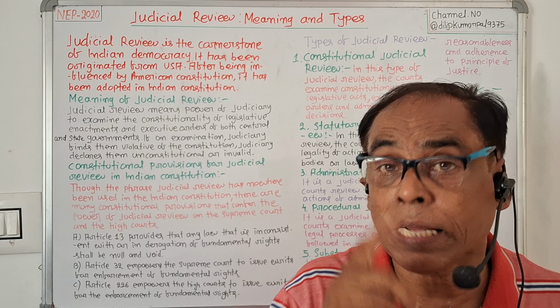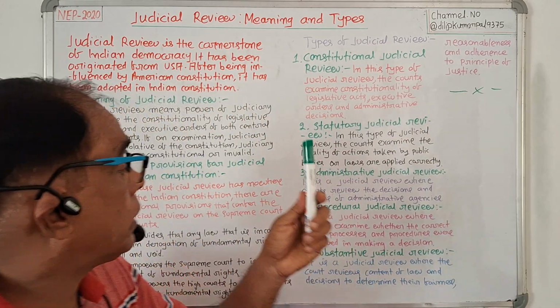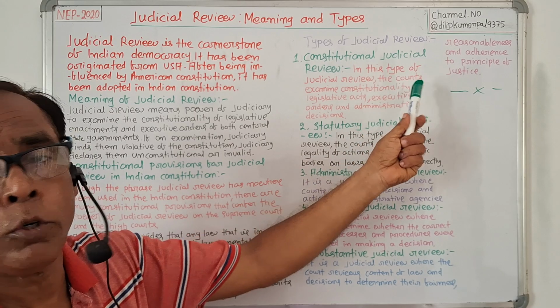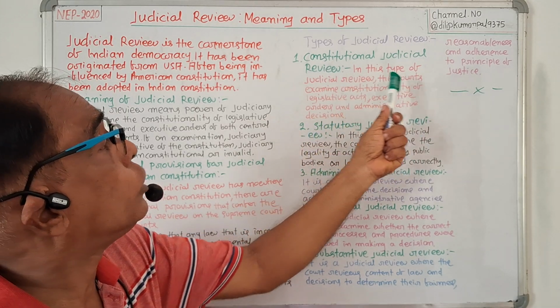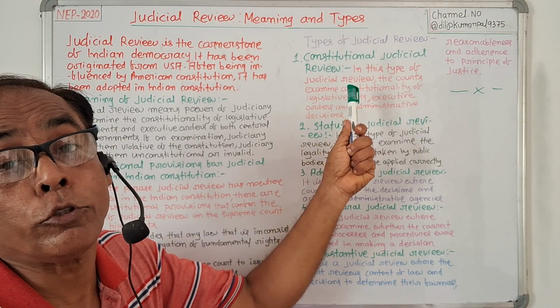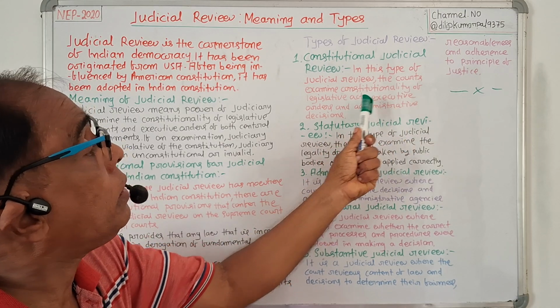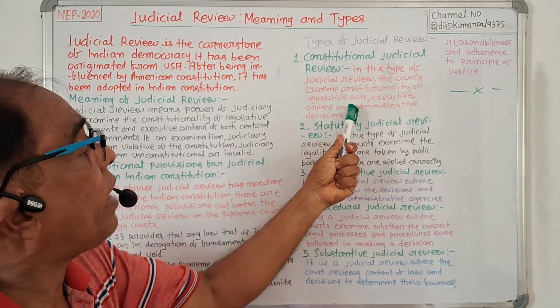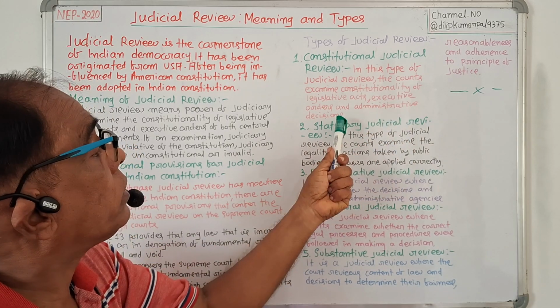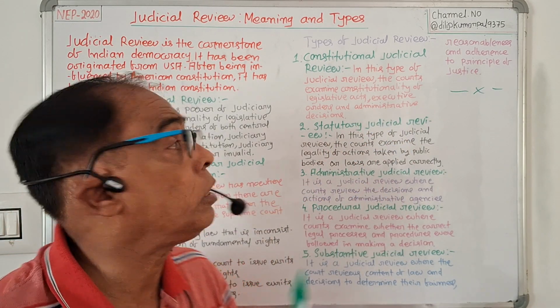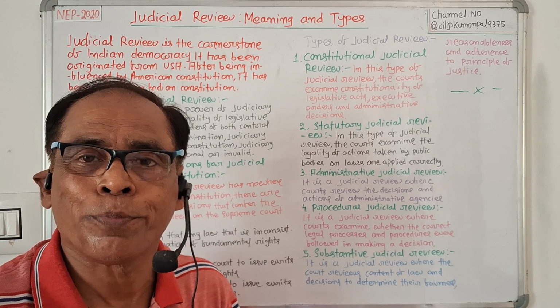Now discuss types of judicial review. We will discuss 5 types of judicial review. Number 1, constitutional judicial review. What is a constitutional judicial review? In this type of judicial review, the courts examine constitutionality of legislative acts, executive orders and administrative decisions. So, first type of judicial review is constitutional judicial review.